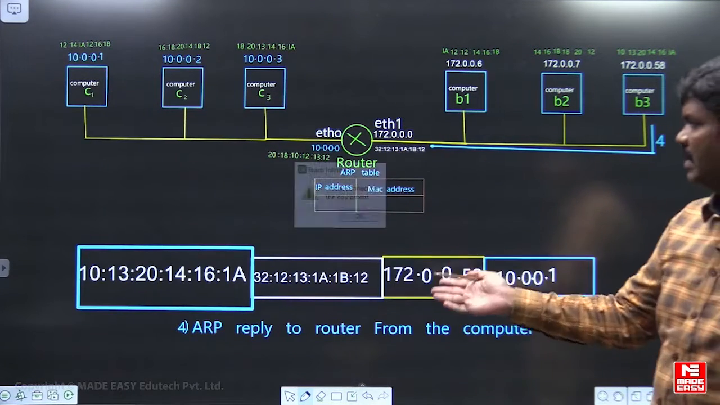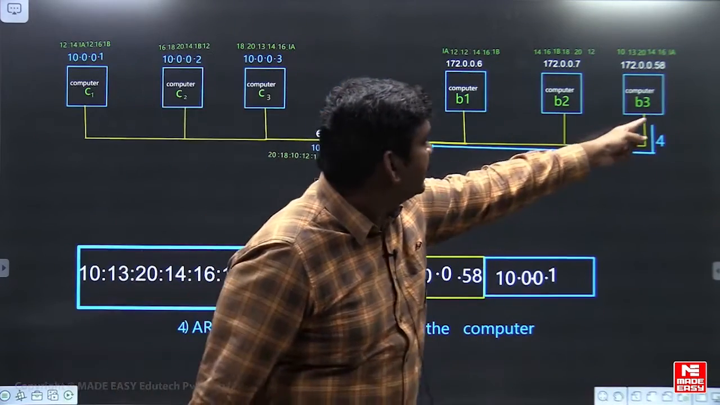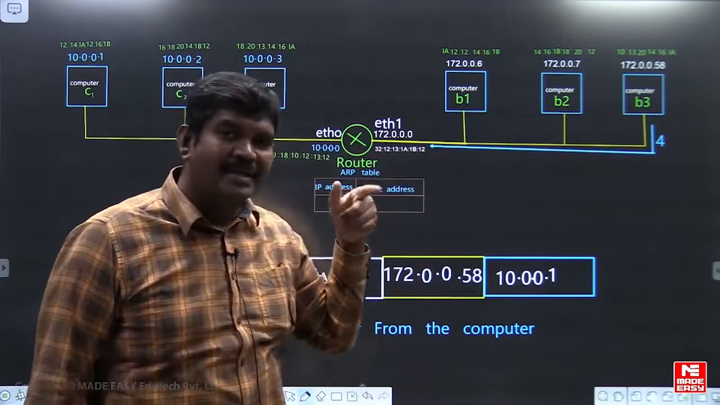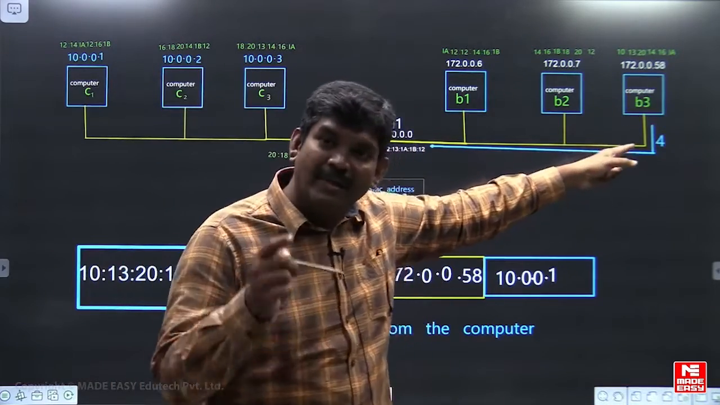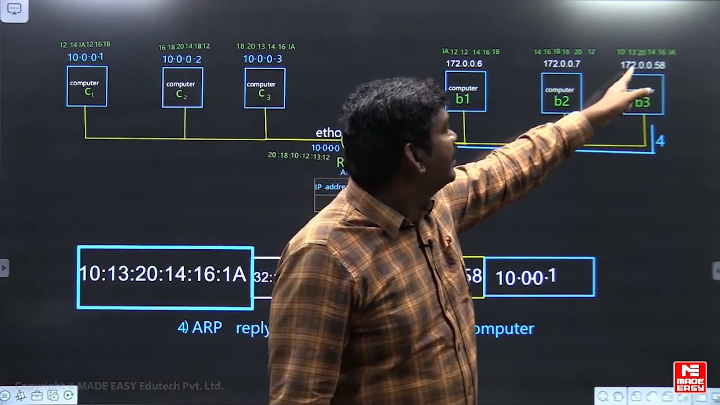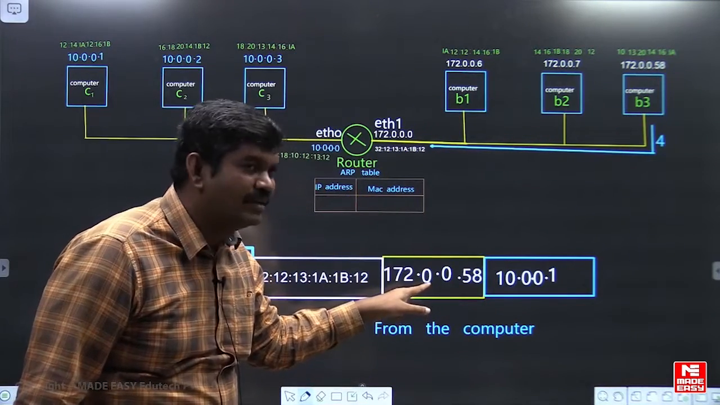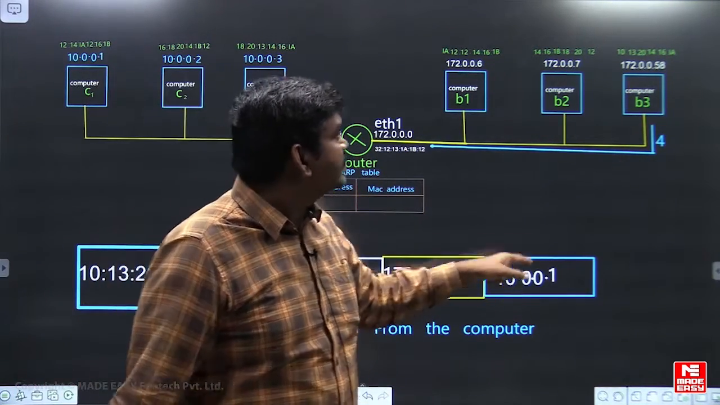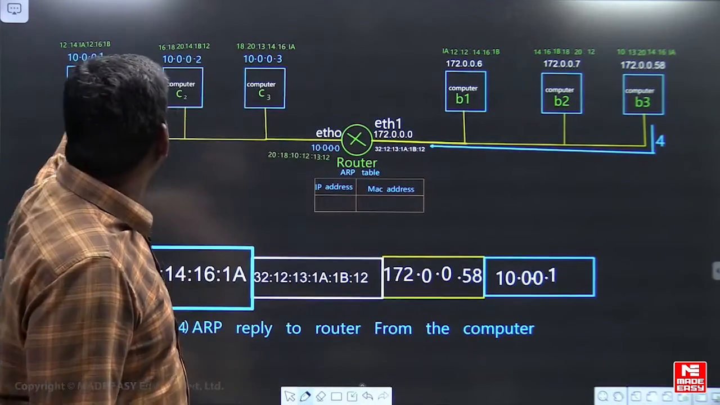You can see this is the fourth packet which I am trying to explain. The reply packet is coming. What is that, the ARP reply frame? Who is sending? This computer. So what is the source IP? You can see 172.0.0.58 in the source IP. And what is the destination IP? Because from that only you got a packet, 10.0.0.2.